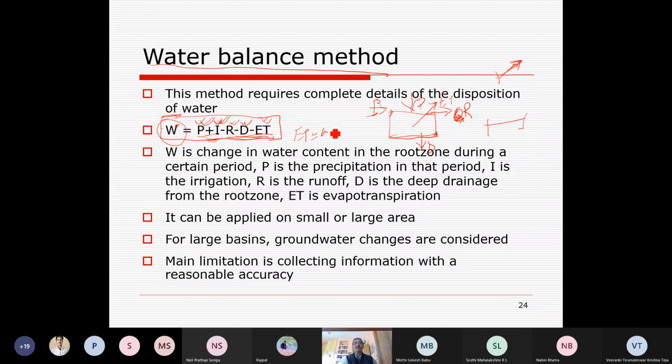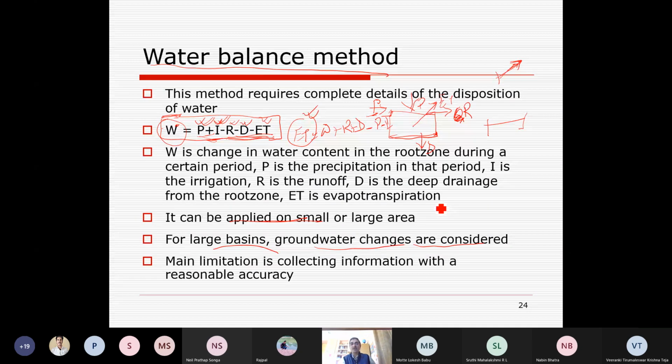ET is simply W, that is available soil moisture, plus any runoff, plus any deep percolation, minus precipitation, minus irrigation. So in this way, by the water balance approach, we can find out ET for a bigger area usually, but it can be applied for a small area as well. For a large basin, groundwater changes are considered here.